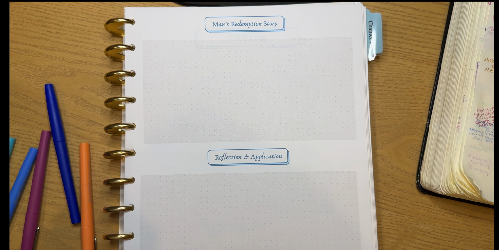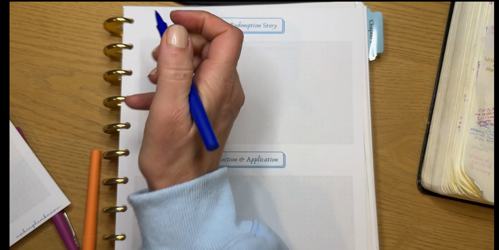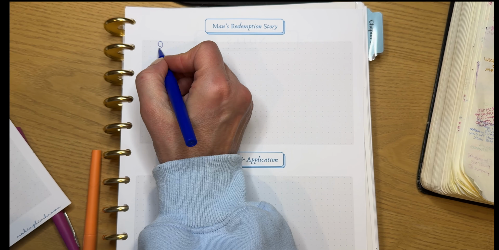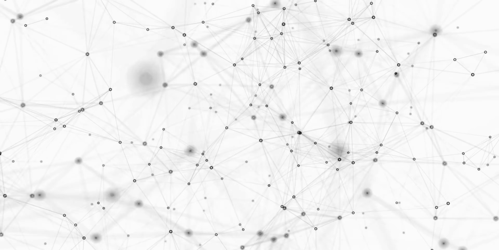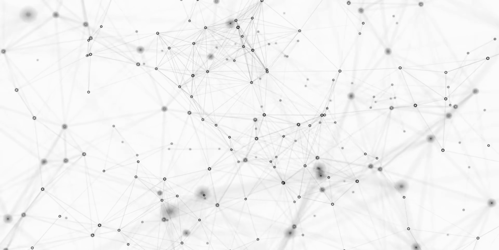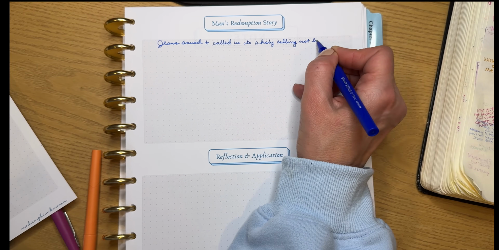The next to last step in completing your book map is man's redemption story. What do I mean by that? Well, the Bible is not just a collection of random stories. It is a unified story of man's redemption through Jesus Christ. You can find a story of redemption in every single book of the Bible, from Genesis to Revelation. And 2 Timothy is no different.